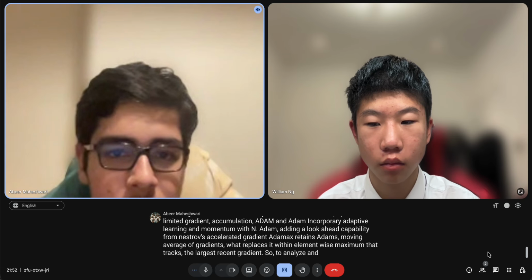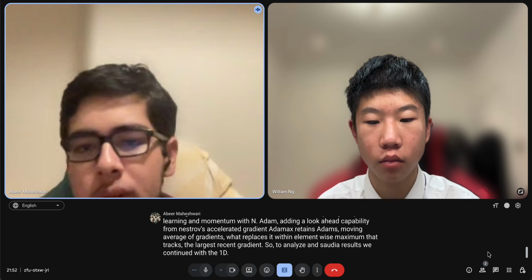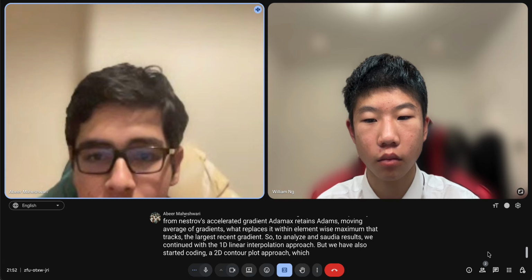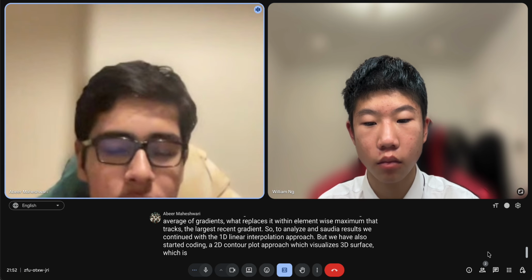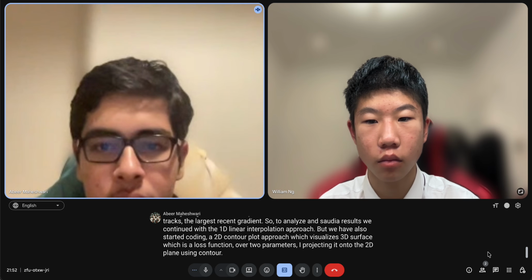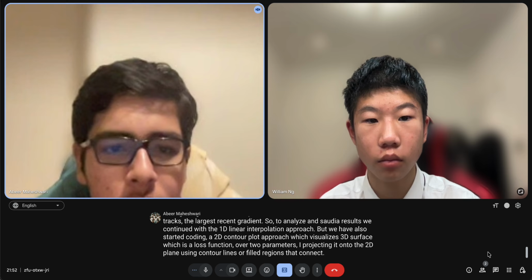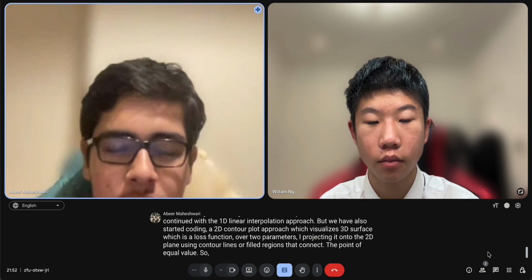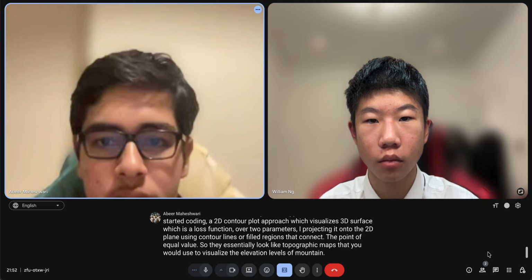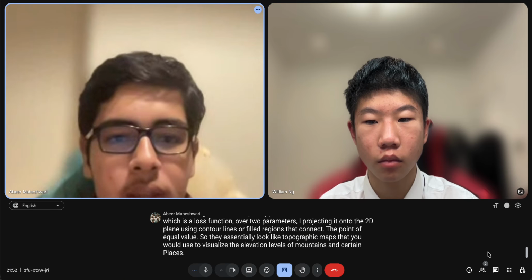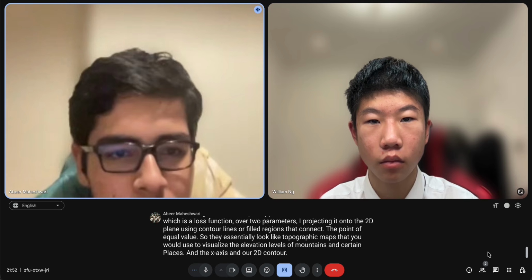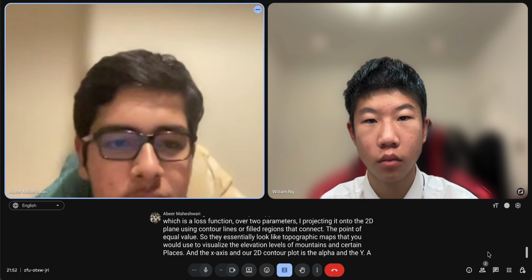So to analyze and study our results, we continued with our 1D linear interpolation approach, but we have also started coding a 2D contour plot approach, which visualizes the 3D surface, which is a loss function over 2 parameters, by projecting it onto a 2D plane using contour lines or filled regions that connect the points of equal value. So they essentially look like topographic maps that you would use to visualize the elevation levels of mountains in certain places. And the x-axis in our 2D contour plot is alpha and the y-axis is beta.